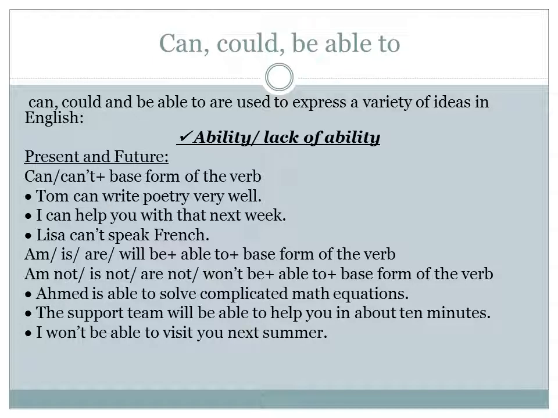Can or could and be able to. Can and could and be able to are used to express a variety of ideas in English. بتعبر عن أفكار متنوعة في اللغة الإنجليزية. أول حاجة منها ability or lack of ability اللي هي القدرة وعدم القدرة. يعني ايه القدرة وعدم القدرة؟ يعني اقول لك انا مثلا بقدر اسبح، I can swim. أول حاجة بالنسبة للبريزنت وفيوتشر بستخدم can or can't في النفي زائد base form of the verb، يعني كان بيجي وراها الفيرب في الانفينيتيف في المصدر.